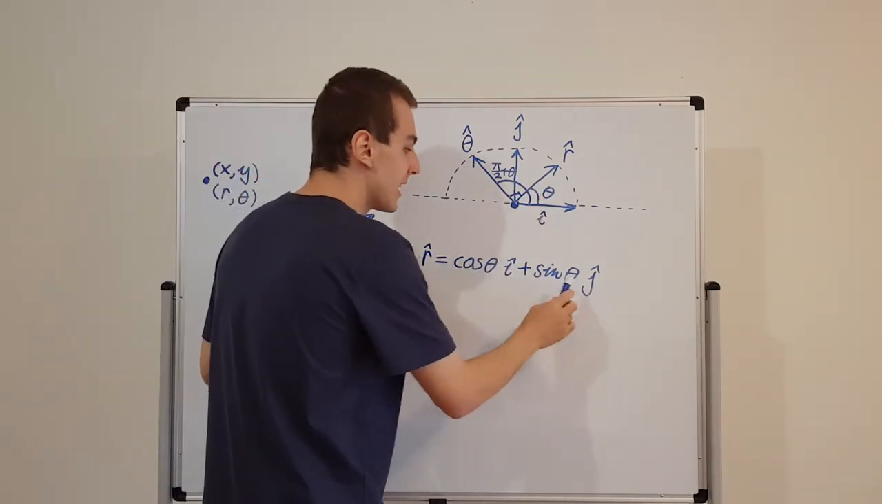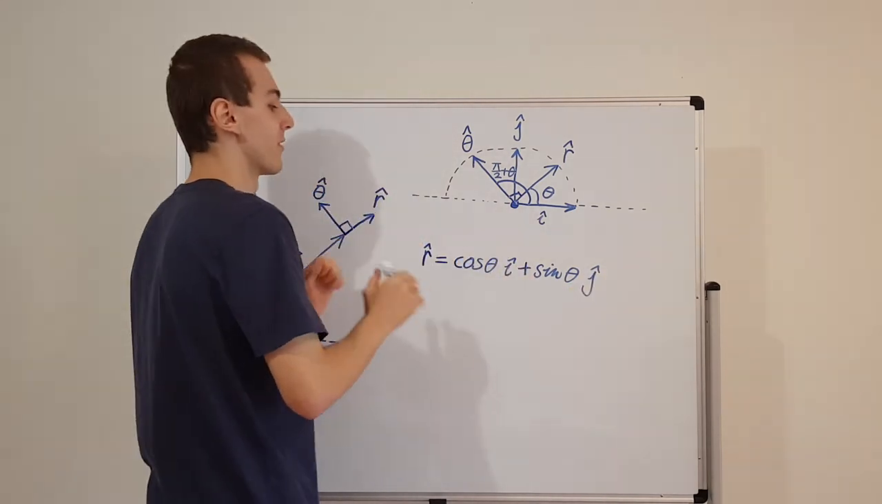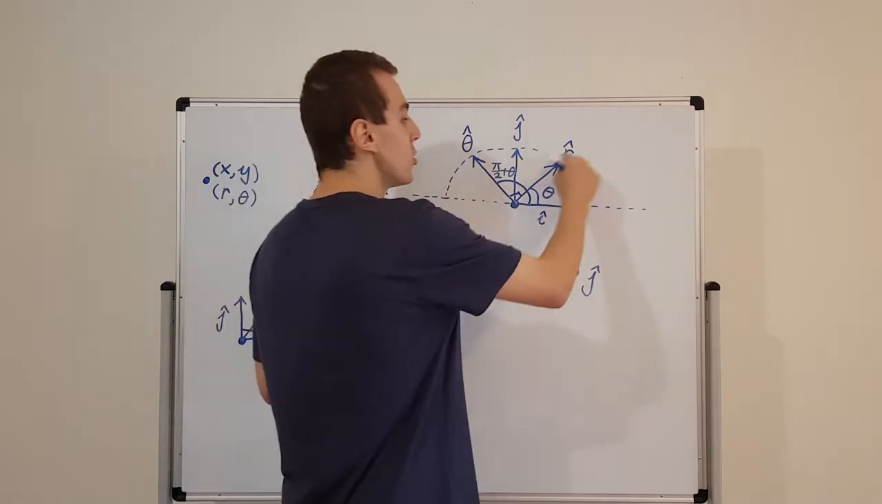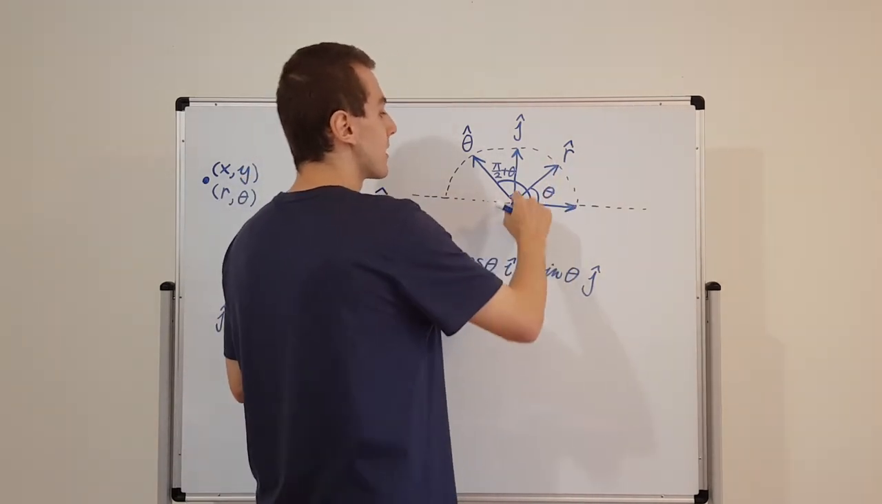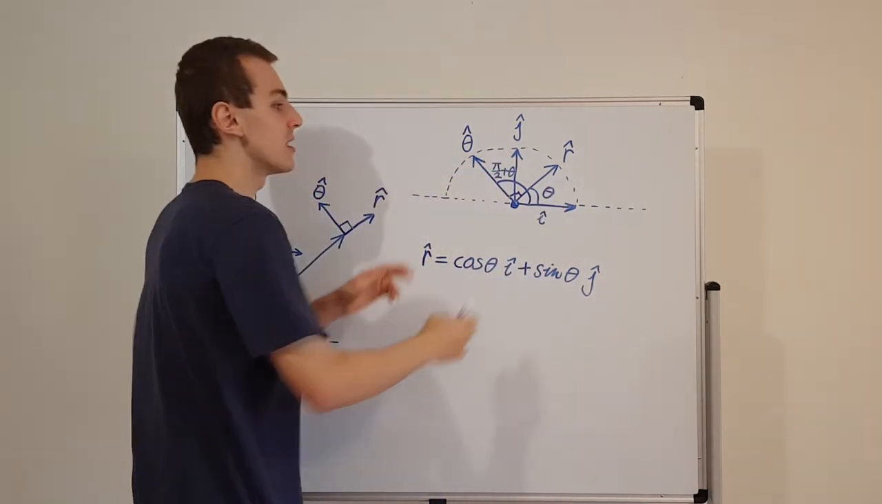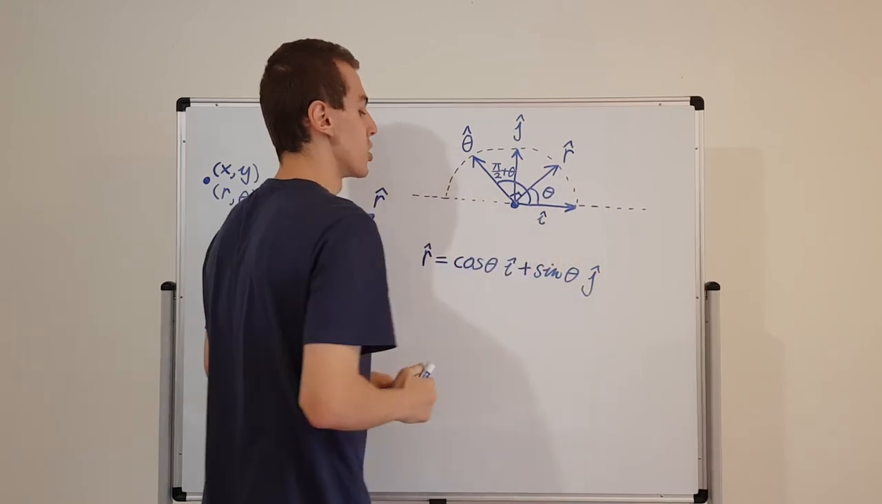So cosine theta and sine theta, this is a pretty common type of way of breaking up a vector. So why is there no factor over here? Well, it's because this is of unit length. So we have unit length, unit length, unit length, unit length. All of these guys sit on the unit circle. So this is a semicircle, and every point over here is one unit away from the origin.